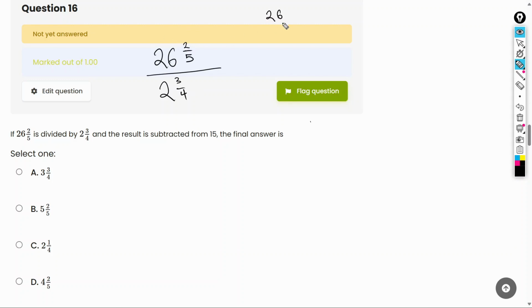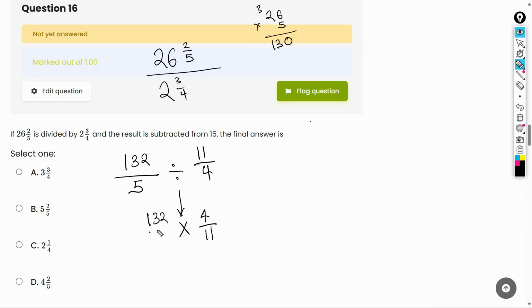So let's do 26 times 5. 5 times 6 is 30, so 0 carry 3. 5 times 2 is 10, that's 13. 130. Add 2, it becomes 132 over 5. Then we are dividing by 4 times 2 is 8, plus 3 is 11, so divided by 11 over 4. When we are dividing fractions, we change this division to multiplication, and then we switch what comes after the division sign. So that's 132 over 5 times 4 over 11.